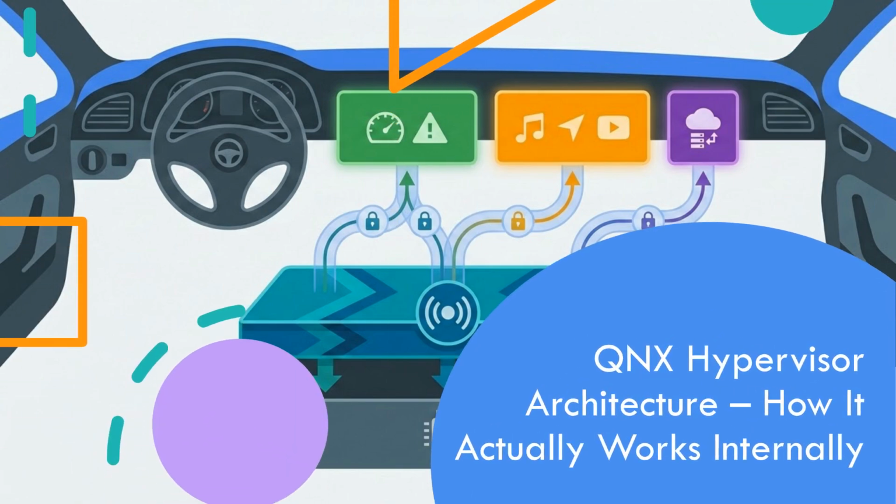In this session, we go deeper into how the QNX hypervisor actually works inside a real vehicle system. Earlier, we understood why hypervisors are needed. Now we will understand how it controls the entire system.